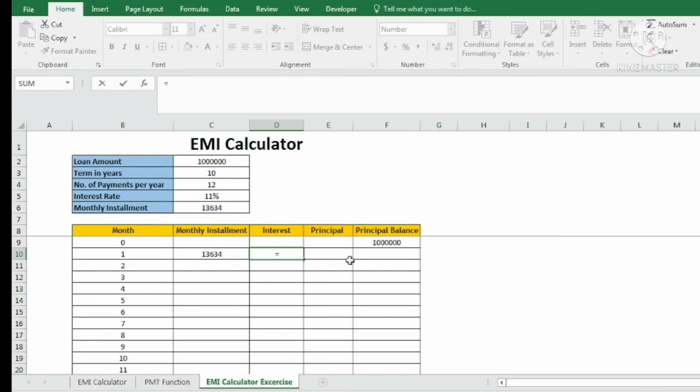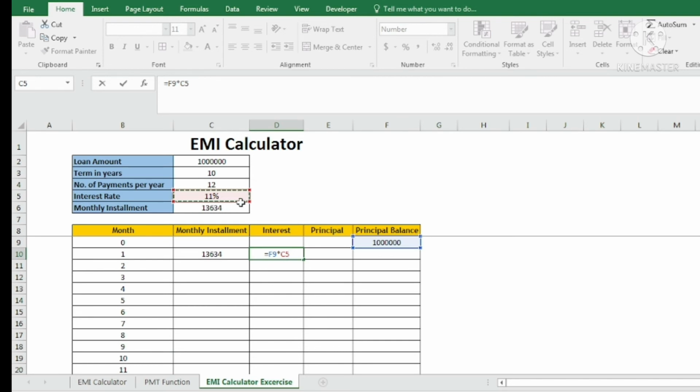So is equal to this. I will not lock this cell because I want to copy this down, and the interest is always on the reducing balance into the interest rate, that is this 11%. Right now in this case it is 11%.